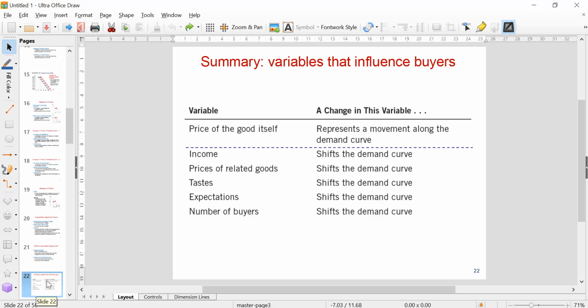Now this is just a summary of what we have covered, and we talked about what happens to demand when price changes, and what happens to demand when the other, non-price factors change, yeah. So it's just a summary here. Below this dotted line are the non-price variables or non-price factors that affect demand, while above this line lies the price of the good itself. When price changes, there is a movement along the demand curve.